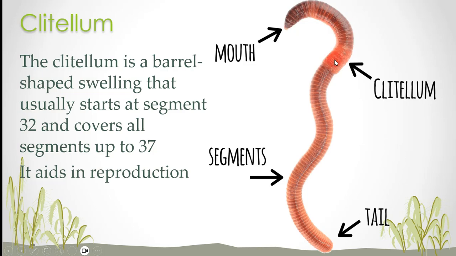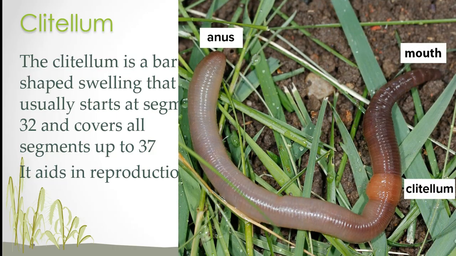Okay, here it is. That little barrel-shaped swelling covers around segment 32 to 37. That's almost every single time we've done this with my students. It is at segment 32. It is part of the reproductive system. Okay, so you can see it very clearly right there.